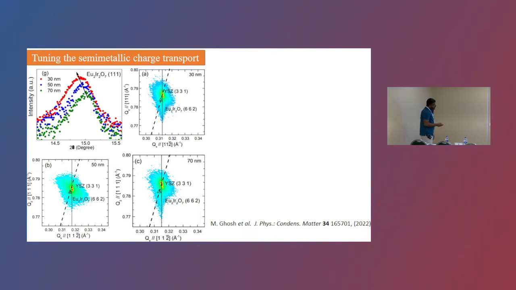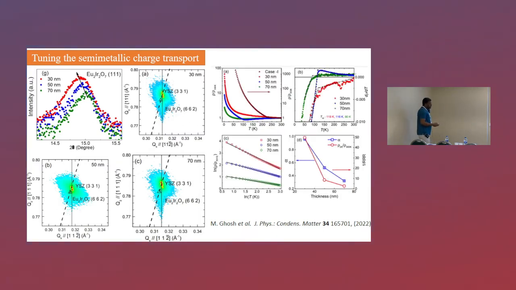Now if you see the transport properties, the red curve is the normalized resistivity versus temperature plot for 30 nanometer. In 30 nanometer, we are not seeing any metallic behavior at high temperature; rather, the resistivity starts increasing from 300 Kelvin and goes up to 2 Kelvin. So we are missing the metal-insulator transition for 30 nanometer. Rather, if you see the 15 and 17 nanometer, we can see nice metallic behavior at the high temperature region and a nice change in slope at around 100 Kelvin.